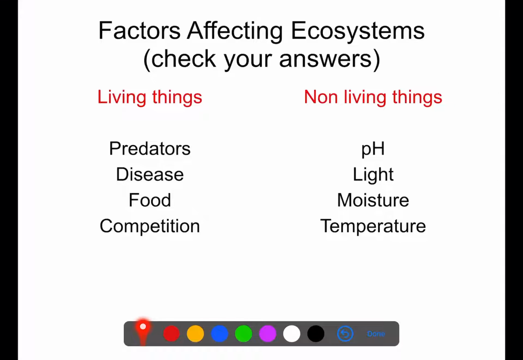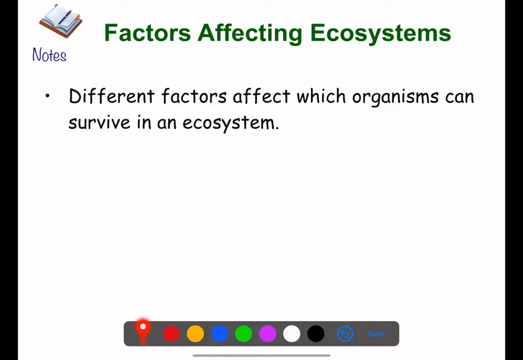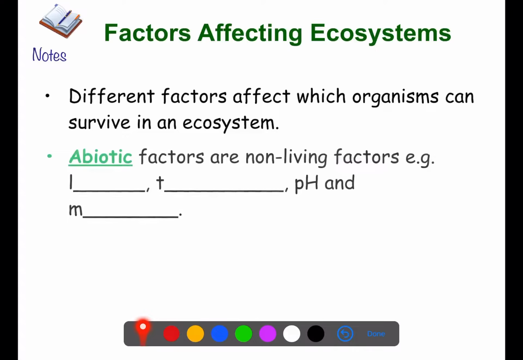And then non-living things, we have pH, so this is how acidic or alkaline something is, so either water or the soil. Light, so just how light or dark the habitat is. Moisture, so how much water is within, say, soil. And then temperature, so how hot or cold the habitat is. So we have different factors which affect organisms and how they survive in an ecosystem.